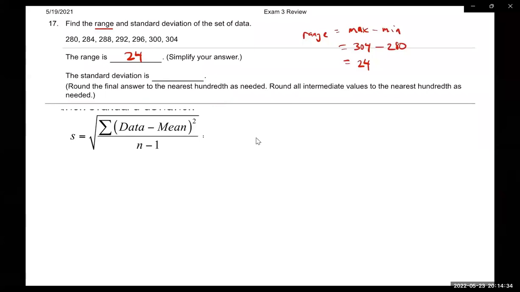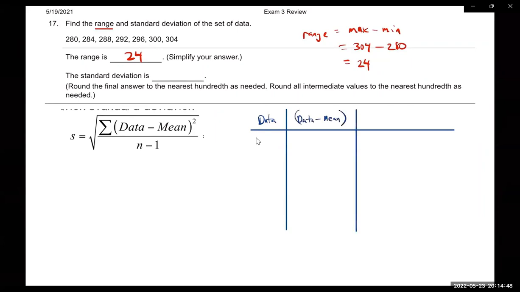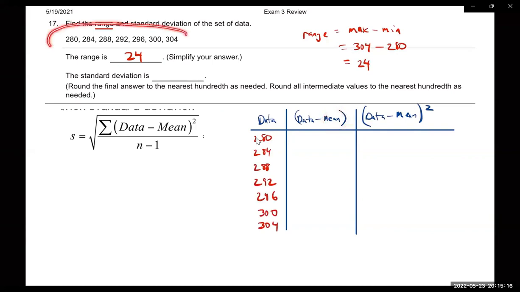So what we need is I'm going to do the data minus mean squared. Okay, so the data is 284, 288, 292, 296, 300, 304. All right, so first thing we need is the mean. So we have to add them all up and divide by 1, 2, 3, 4, 5, 6, 7. So let's do that first, the mean.